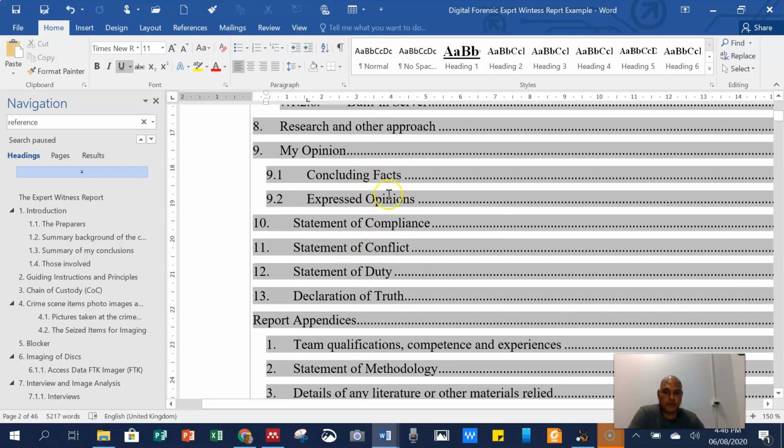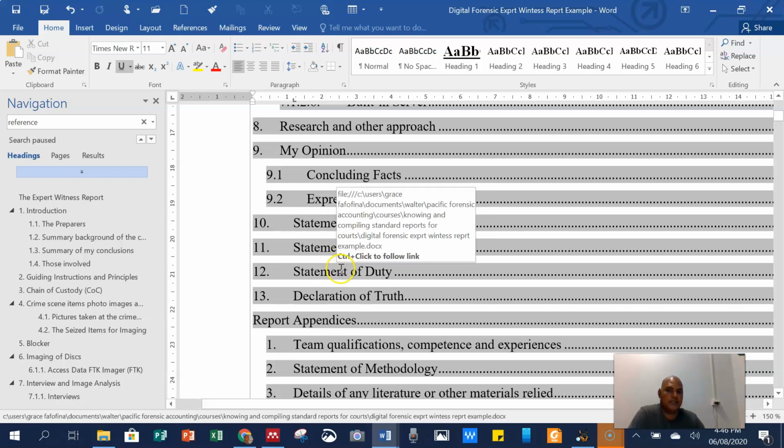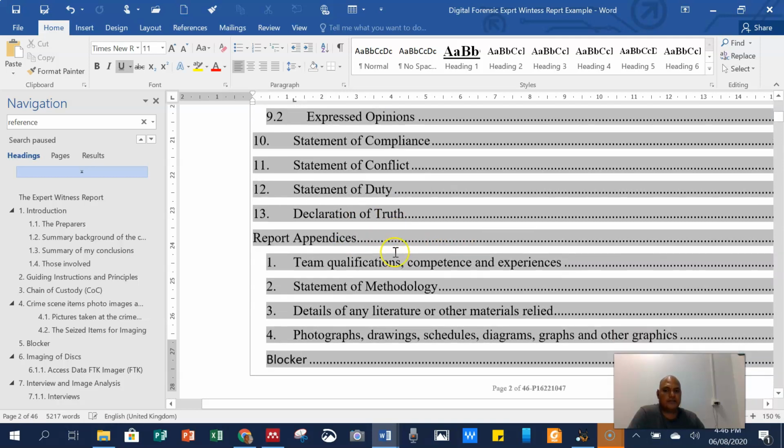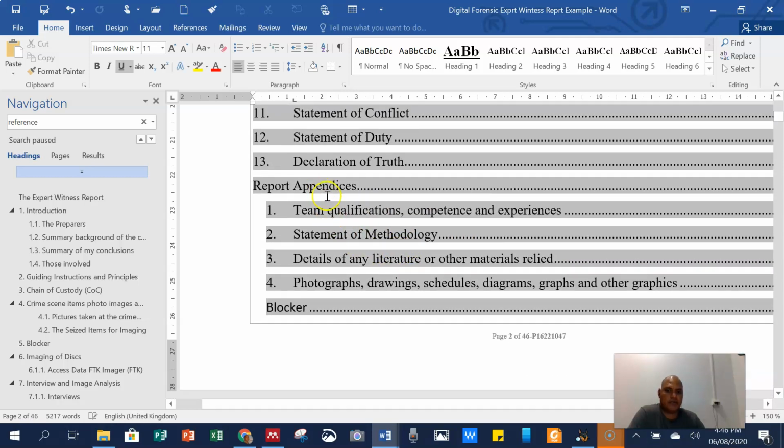So from this, we can also capture that you need to put a statement of compliance. Statement of compliance means that you comply with the law, comply with the guidance of your professional requirements, and also declare if there is a statement of conflict of interest, a statement of your duty, and a declaration of truth. So remember, there must be appendices.